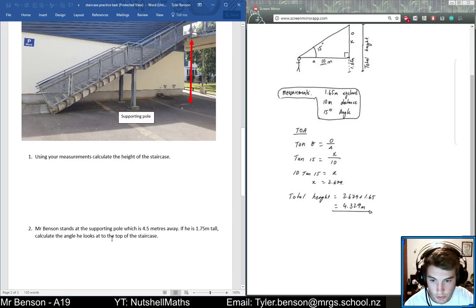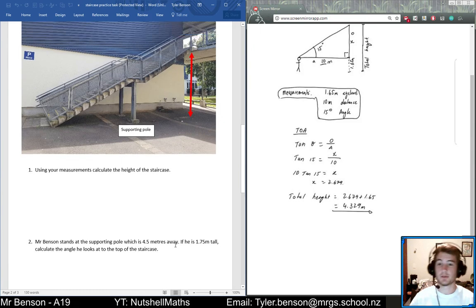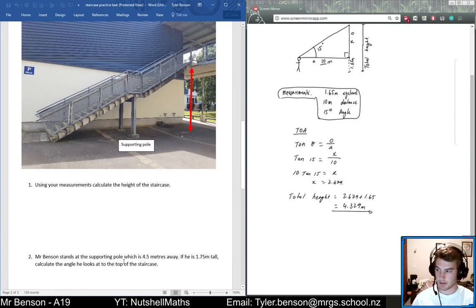We have the total height. Let's scroll down and have a look. Mr. Benson stands on the supporting pole, which is 4.5 meters away. Let's look at the picture. I want to read this question here. Mr. Benson stands at the thing which is 4.5 meters away. And if he's 1.75 meters tall, or to his eye level, calculate the angle he looks at the top of the staircase. Okay, so let's say I'm standing here. I'm looking up to here. What is the angle I'm looking through?